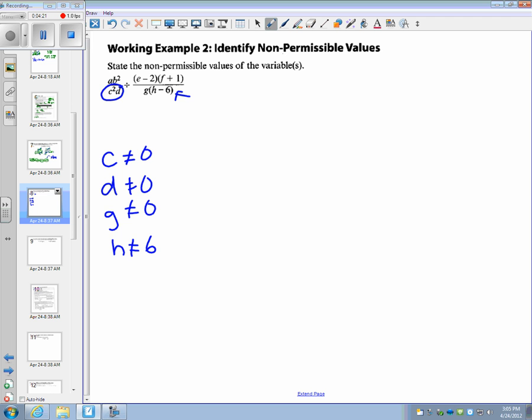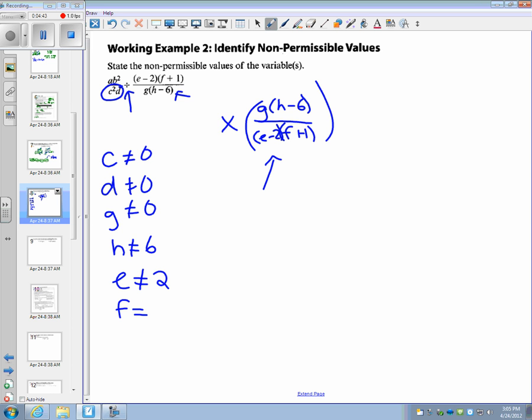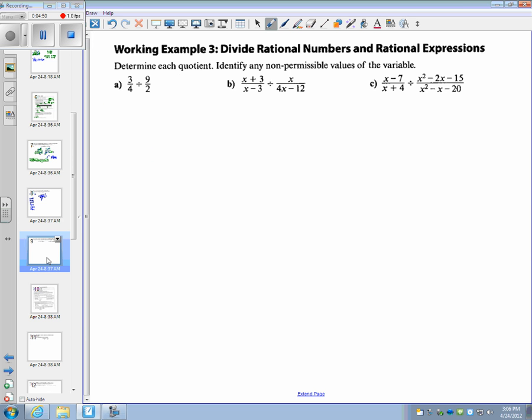But this is a division question, so I'm going to end up kissing and flipping. I'm going to end up multiplying by g h minus 6 over e minus 2 f plus 1. So this now gives us a whole new set of non-permissible values. E could not be 2 and f could not be -1. So division does lead to a bunch of new non-permissible values.